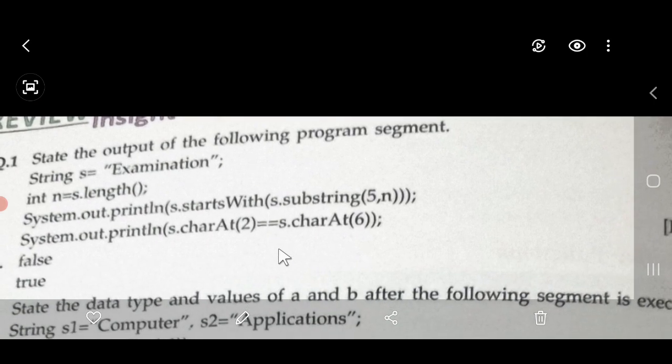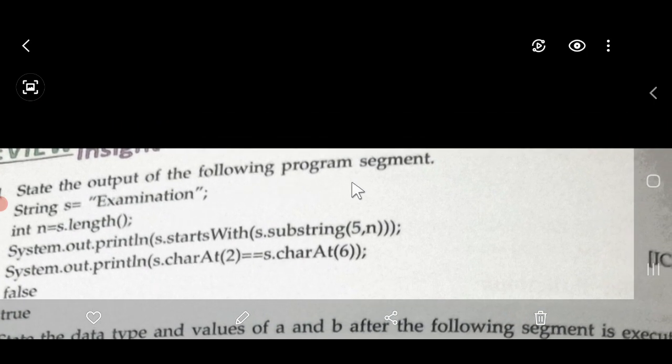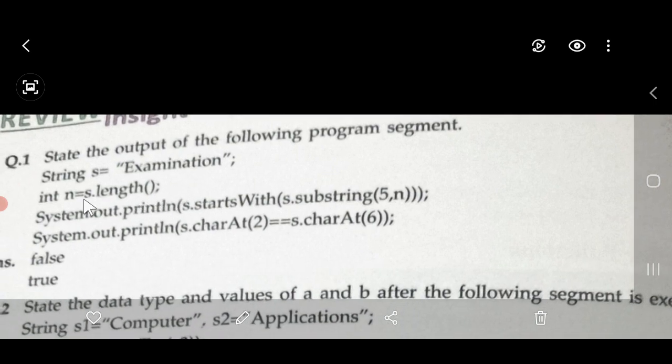State the output of the following program segment: String s = "examination"; int n = s.length(). So count the length of this: 1 2 3 4 5 6 7 8 9 10 11. 11 is the length. So never start counting the characters with 0, only the index begins with 0. So 11 is the value of n.